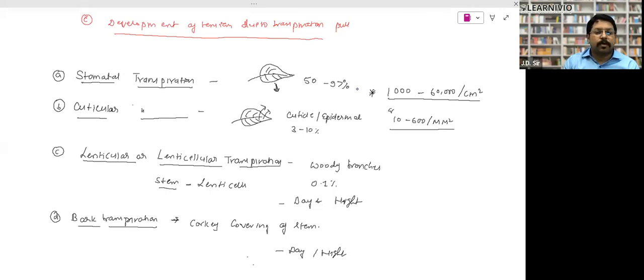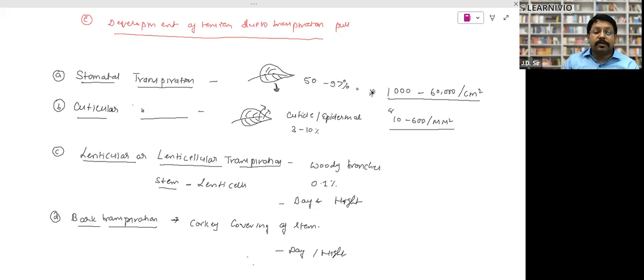Now, what is cuticular transpiration? When the water goes out through the stomata, that is called stomatal transpiration. In cuticular transpiration, the water is not lost through the stomata. It is lost through the cuticle, the surface of the leaf, right? That is 3 to 10%.